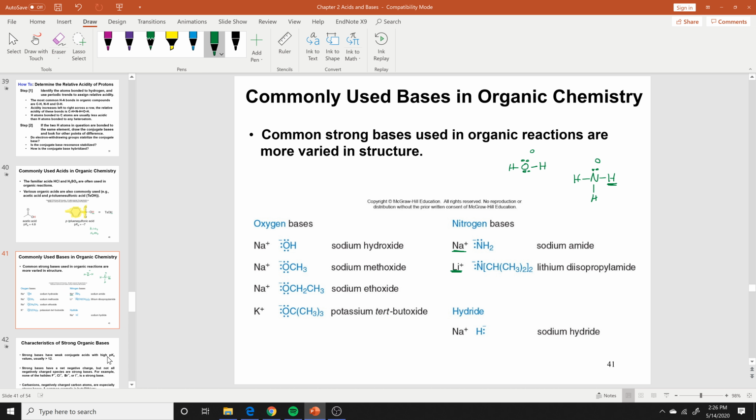Now, all of these bases should have what? A positive counter ion to balance them. So if you don't see a positive counter ion, this doesn't mean it is not there. See this table over here? Please, I want you to know these bases by name.